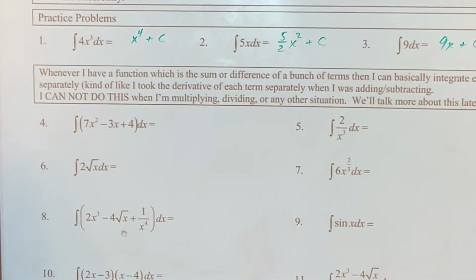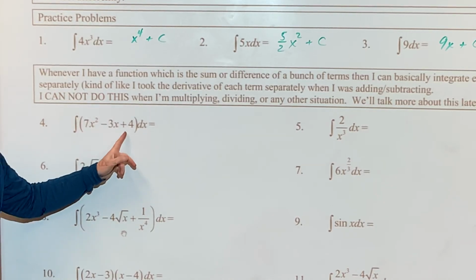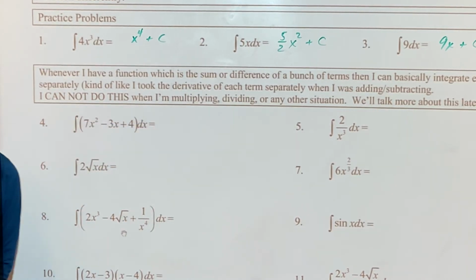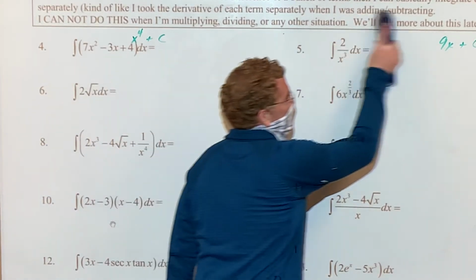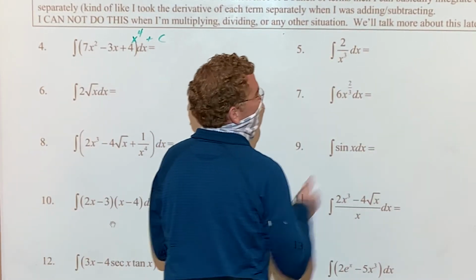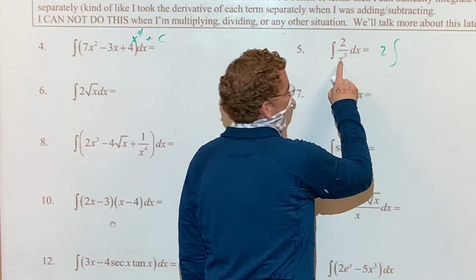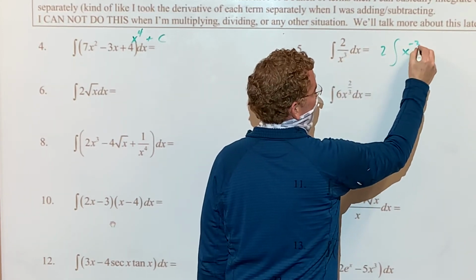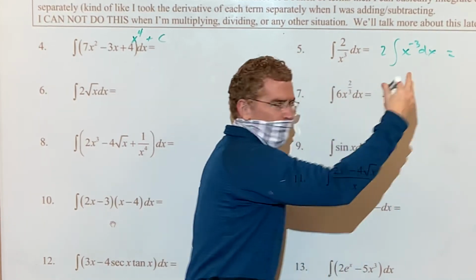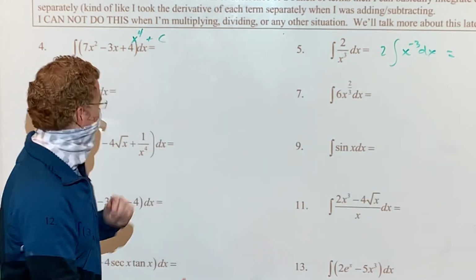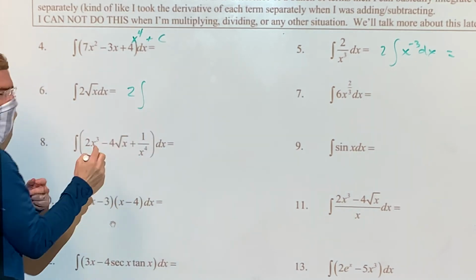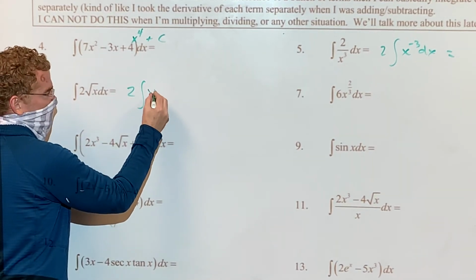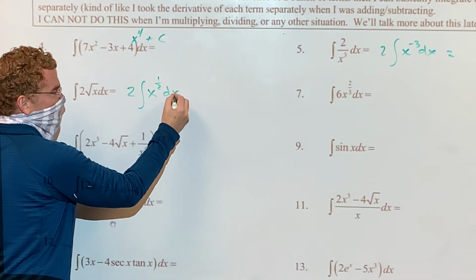Number 4 looks pretty basic, because those are regular old powers, right? But look at 5. What can I do on 5 to help me with the power rule? I can definitely take the 2 out, and then x to that becomes x to the negative 3 dx. Now you can apply your rule, right? What about this one? I can definitely take the 2 out if I want, but what about root x? x to the 1/2, now it's a power.